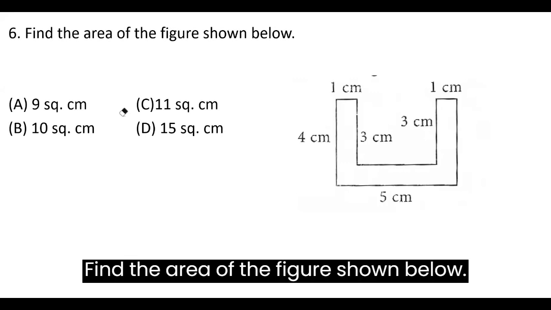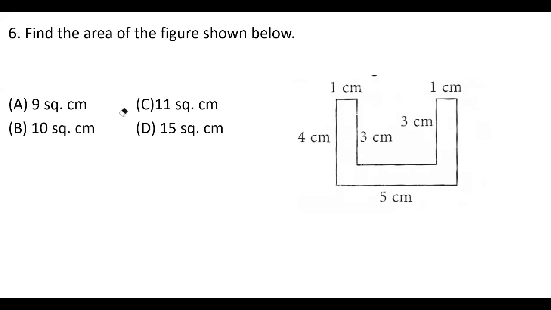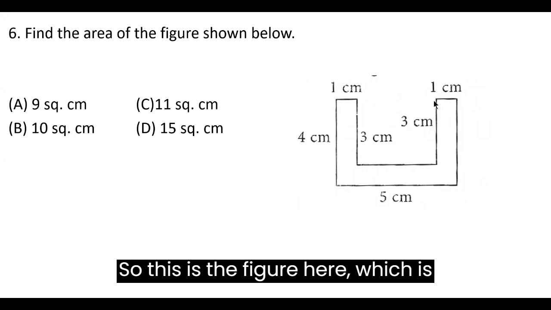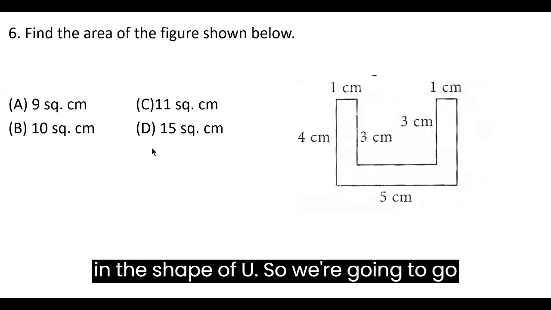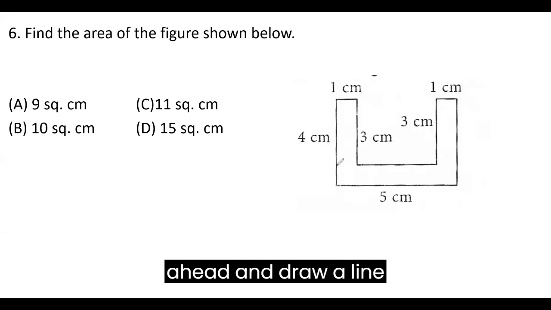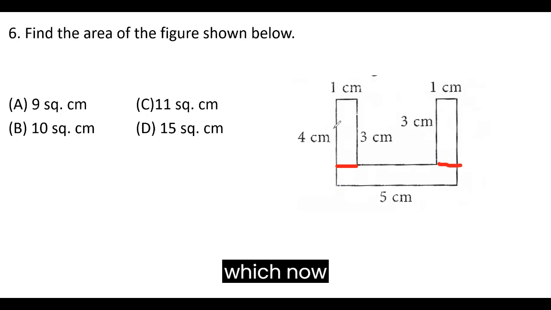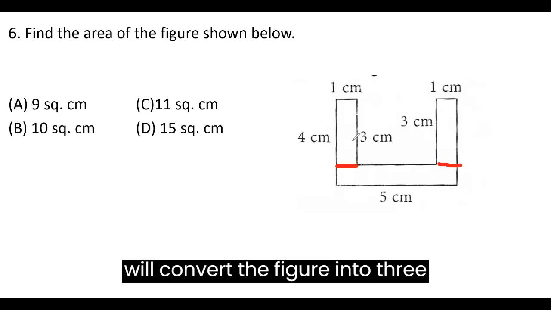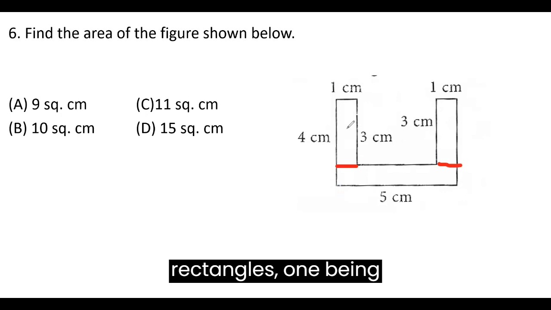Find the area of the figure shown below. So this is the figure here, which is in the shape of U. So we are going to go ahead and draw a line here and a line here, which now will convert the figure into three rectangles.